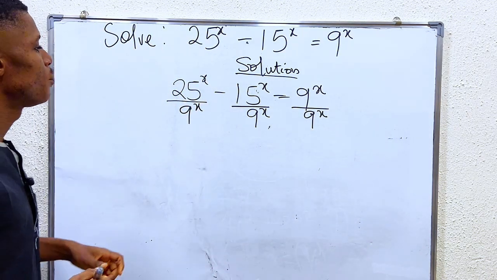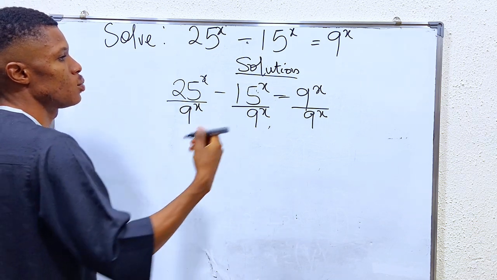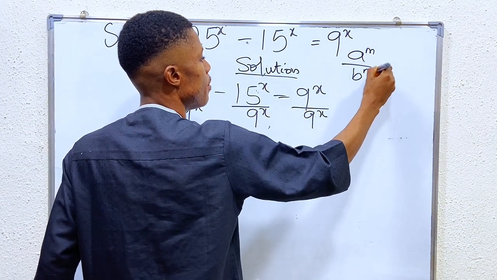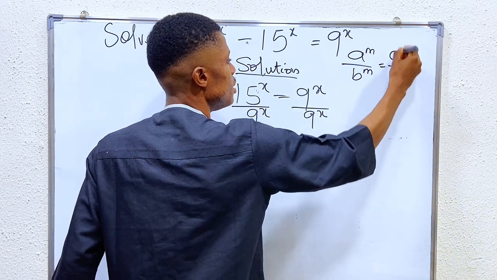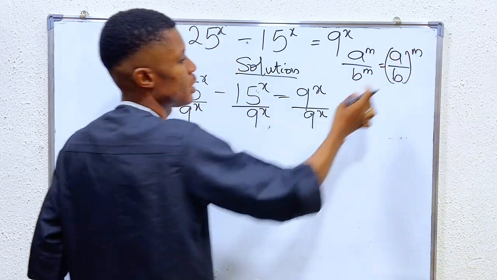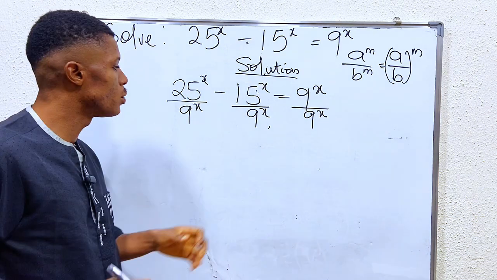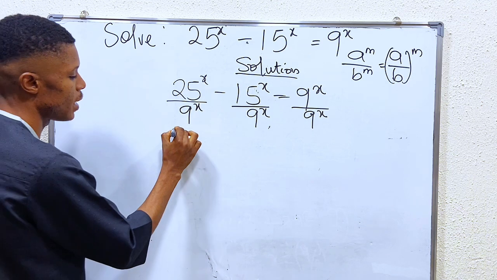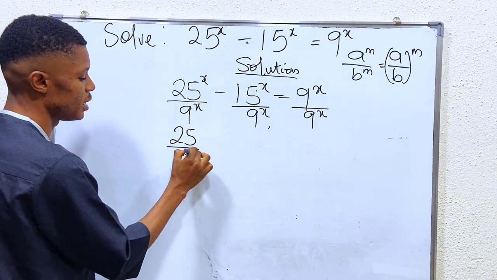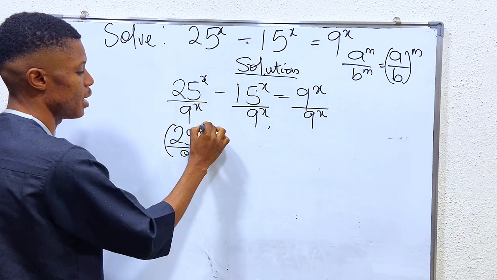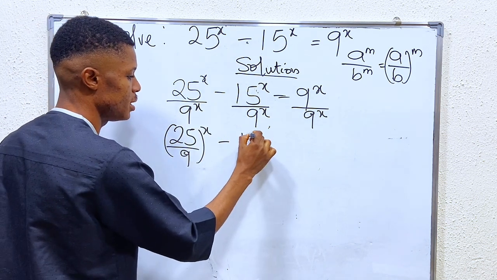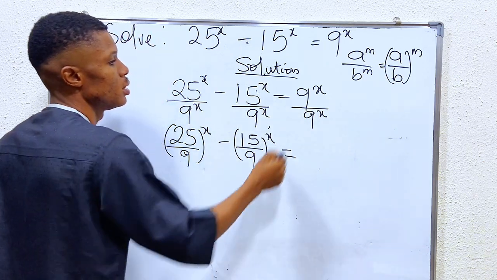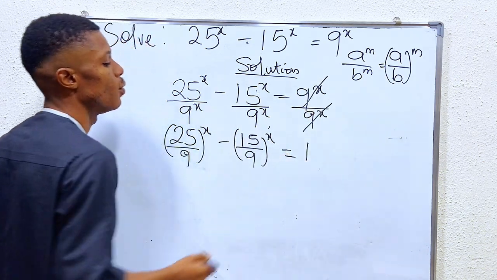On having this, you can now recall the laws of exponents, which says that a over b raised to power m is the same thing as a over b all to the power of m. You can actually factorize the power. So we are going to use it to deal with all these terms. Here we can now write it as 25 over 9 to the power of x minus 15 over 9 to the power of x is equal to, when this divides this, you are just having 1.